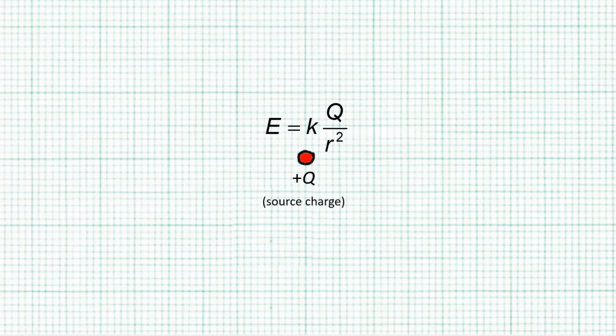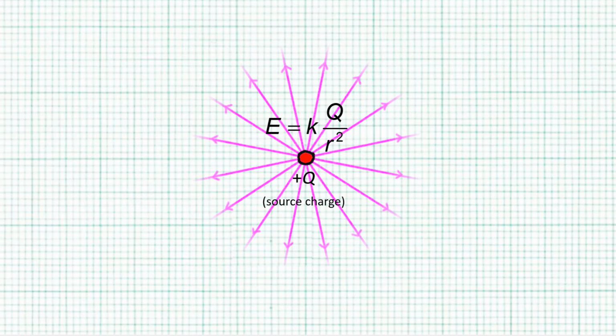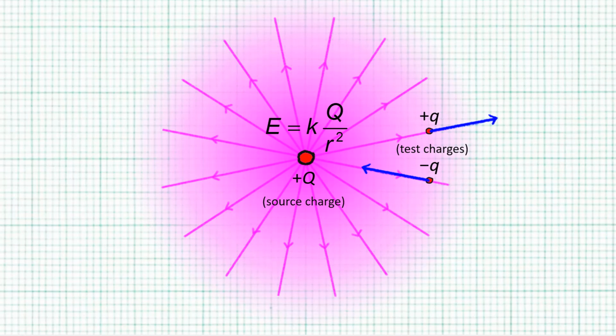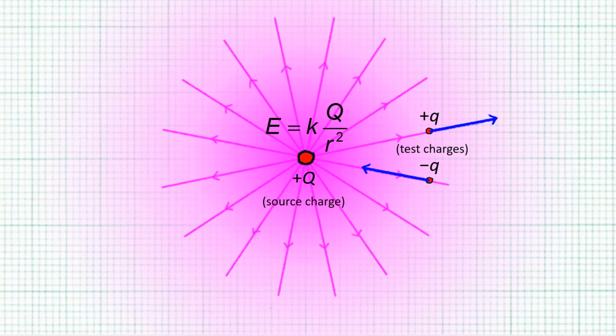So from the formula, you can see that the field is centered about the source charge and it acts radially outward. So a positive test charge will experience an outward force, and a negative test charge will experience an inward force. Magnitude-wise, the field obeys the inverse square law, so it weakens rapidly from the point charge.